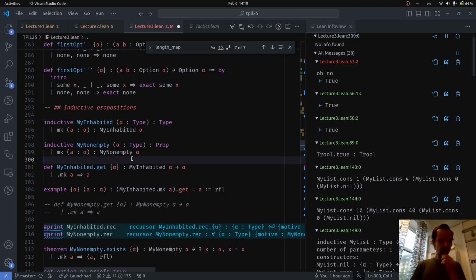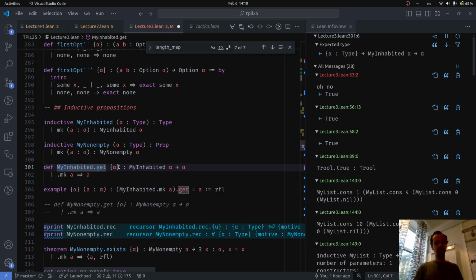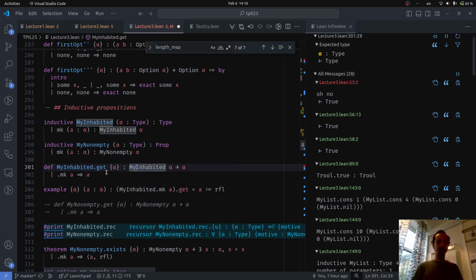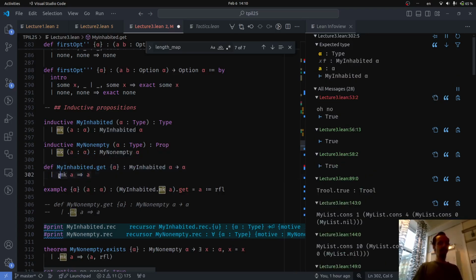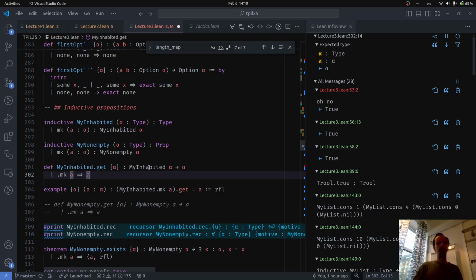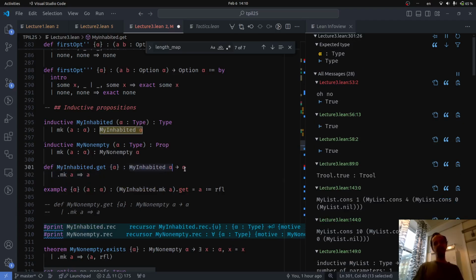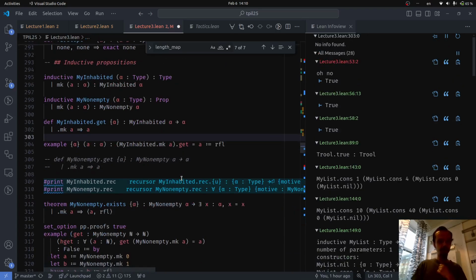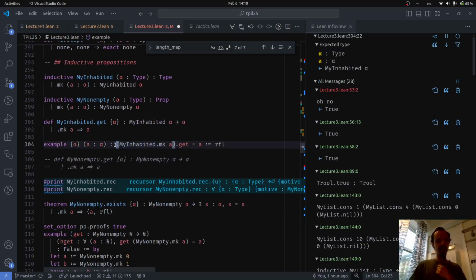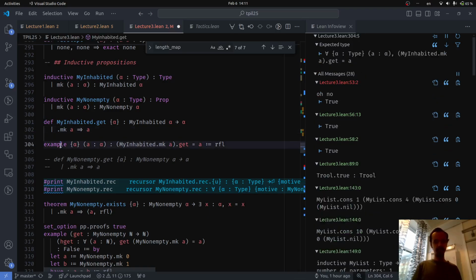So the difference between them is, well, I can define this my inhabited.get. So here this is just like all the functions we were writing before. We pattern match on our my inhabited, we get A, and then we return it. So given a my inhabited of A, we get an A. And we can also prove that if you are given A, you construct a my inhabited, you call get on it, that's the same as the original. And that's just true by definition of how we wrote this down.